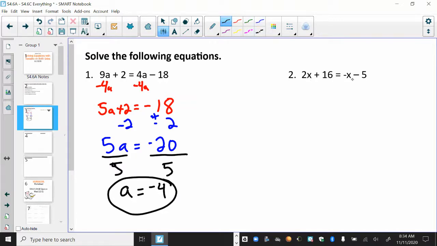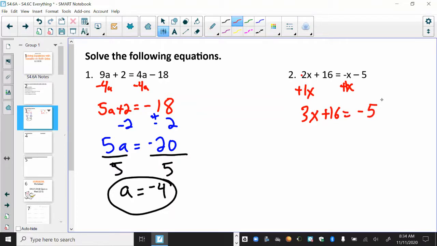Any distributive property on either side? No. Like terms on either side? 2x plus 16. Nope. No like terms. So I'm going to go to moving my variable, right to left. Plus x. Remember, there's a 1 in there, so we're going to say plus 1x and plus 1x. I'm going to add the numbers: 2 plus 1 makes 3, bring down the x, plus 16 equals negative 5.